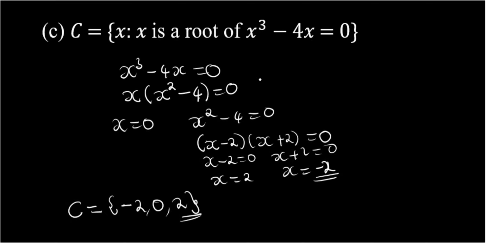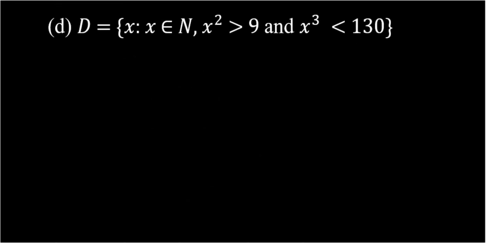So this is how you answer that one. Now let's go to another question. The other question says x is such that x is a member of natural numbers. So they've said that x is a member of natural numbers, okay? But the condition is x squared is greater than 9, then x cubed is less than 130.